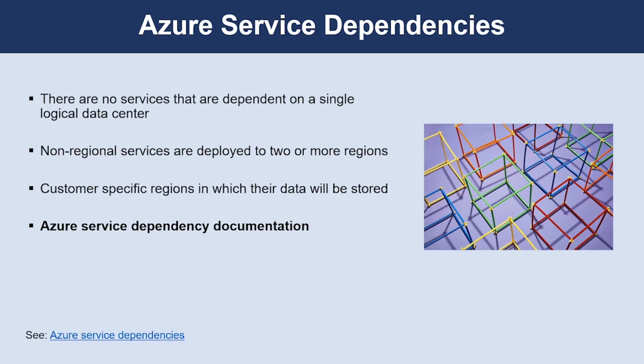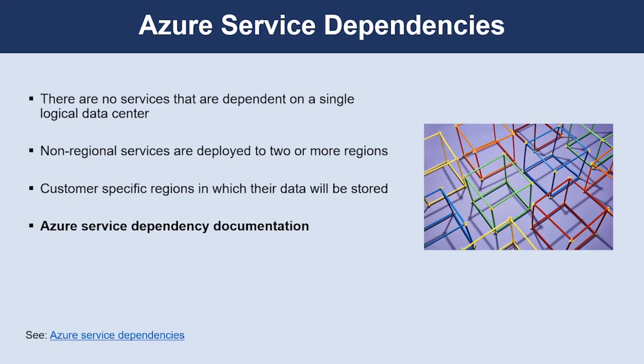We need to be very mindful of Azure service dependencies. Azure services are built for resiliency, including high availability and disaster recovery. There are no services that are dependent on a single logical data center. Non-regional services listed on Azure Global Infrastructure products are services for which there is no dependency on a specific Azure region. Non-regional services are deployed to two or more regions, and if there is a regional failure, the instance of the service in another region continues servicing customers.